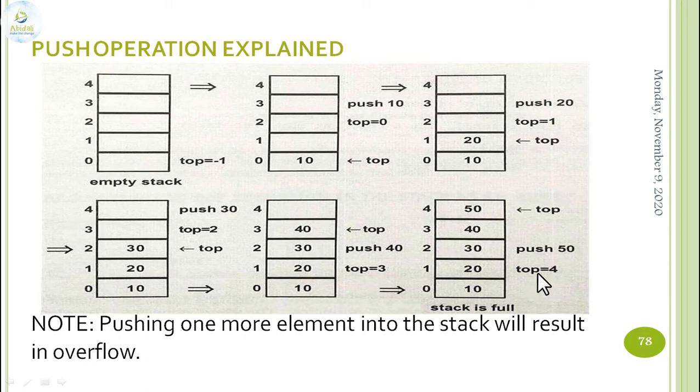See, now top value is equal to 4. Totally 5 elements have been added. So top is equal to n minus 1. n is 5, 5 minus 1 is 4. Top is equal to 4. The stack is full. No more values can be inserted. As in the last picture, you can see after inserting 50, the value of the top is 4.